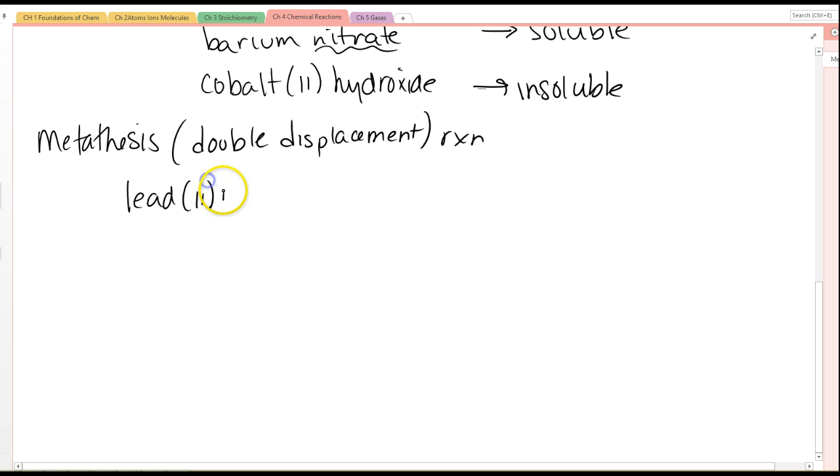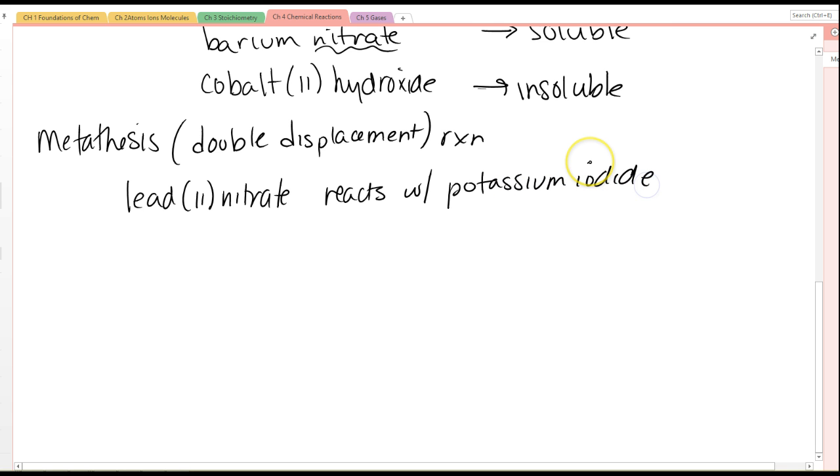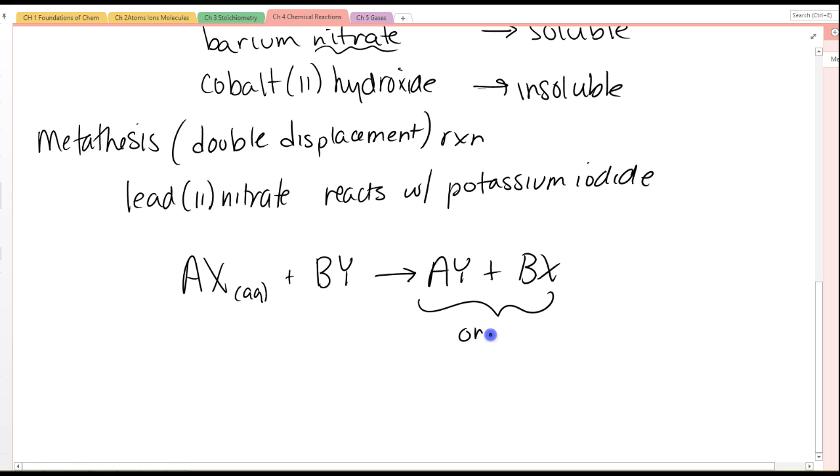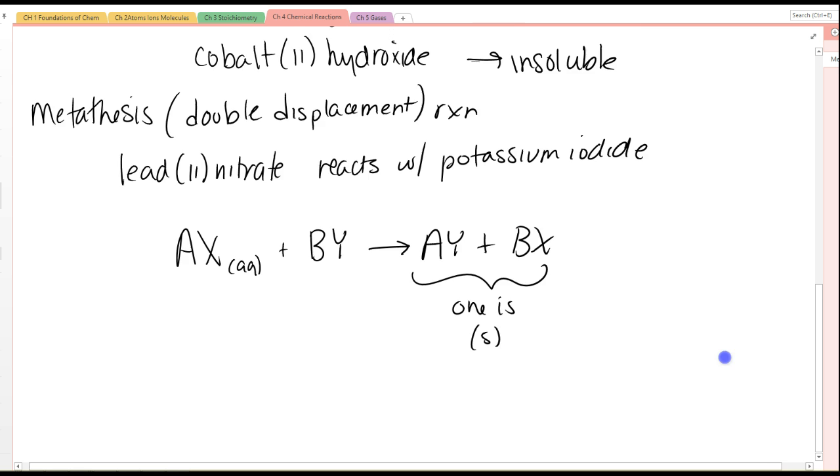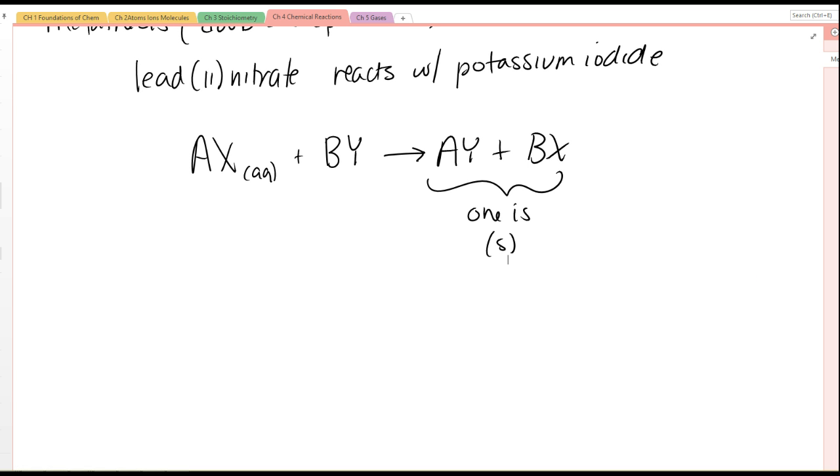Lead(II) nitrate reacts with potassium iodide. Okay, in a metathesis reaction or a double displacement, you're going to have two ions that are switching places, and those are the two positive ions. The general form of this is AX aqueous plus BY yields AY plus BX. And one of these, if the reaction happens, is a solid precipitate. The other is soluble.